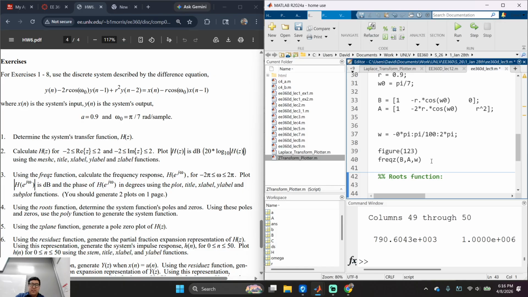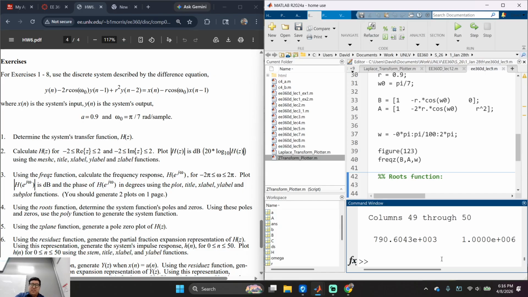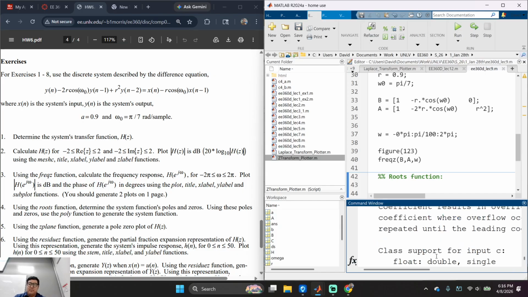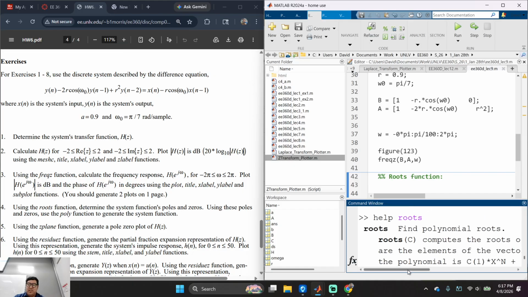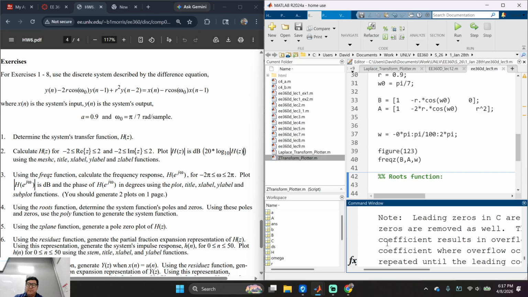What do you call it? What do you guys do? Help roots. Roots computes the roots of a polynomial.